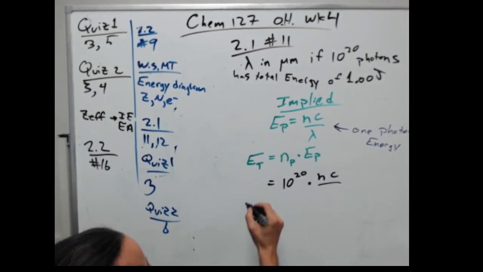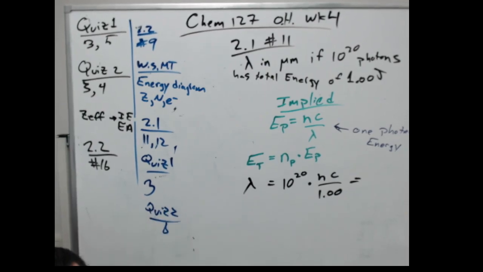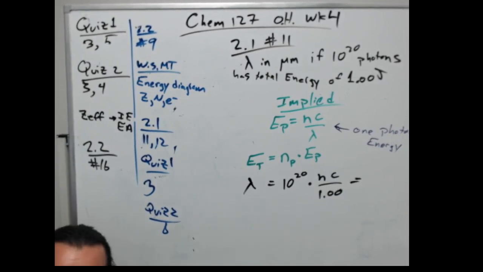So I can actually rearrange this pretty easily. And I can probably solve for wavelength. Does it tell us what units it wants the wavelength in? I don't believe so. It doesn't say anything next to the evaluate. Okay. So we're going to do 6.626 times 10 to the minus 34 times 2.99 times 10 to the 8th times 10 to the 20 divided by 1. And I get 19.8 micrometers.